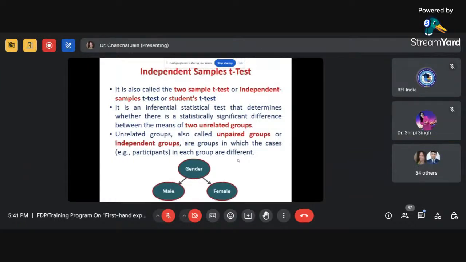Thank you, ma'am. So here I tried to make you understand this using one example. Suppose I have one particular variable, that is gender. Generally, we can divide gender into two parts, male and female. So male and female are the two unrelated groups here, right? If a person is male, I cannot keep him in the female group, or if a person is female, I cannot keep her in the male group, right? So this is an example of unrelated groups.